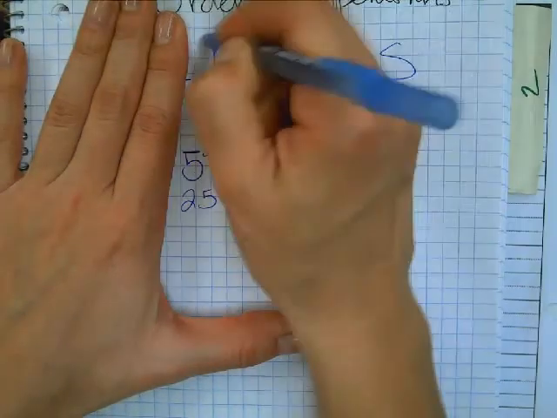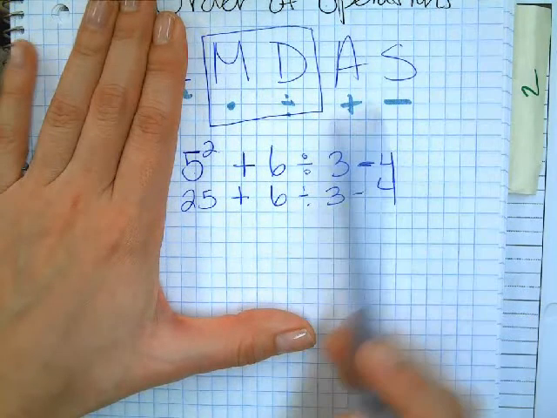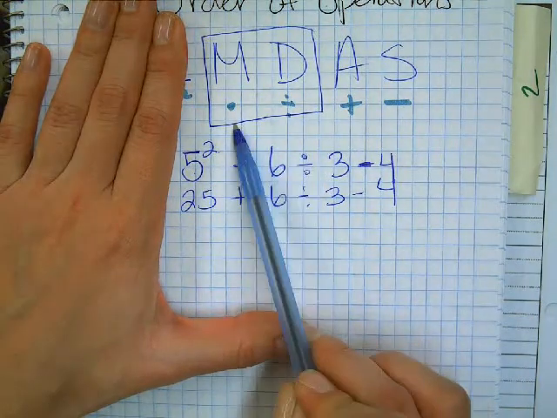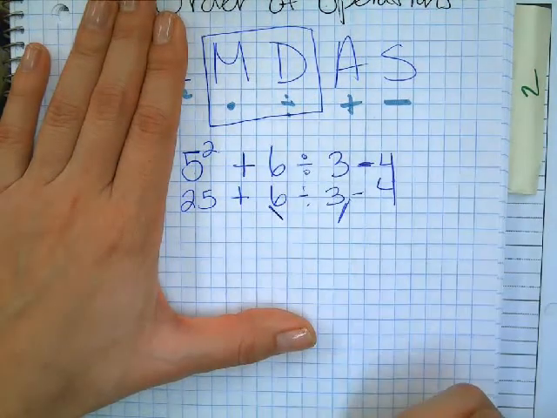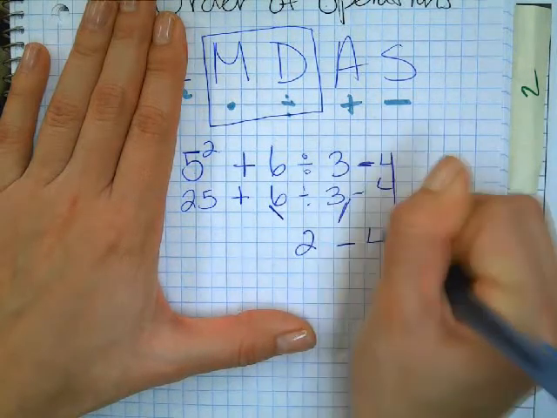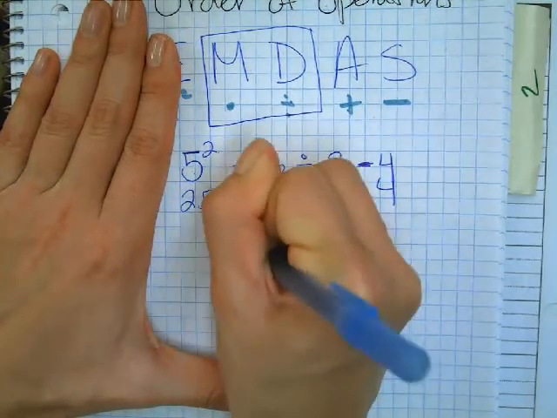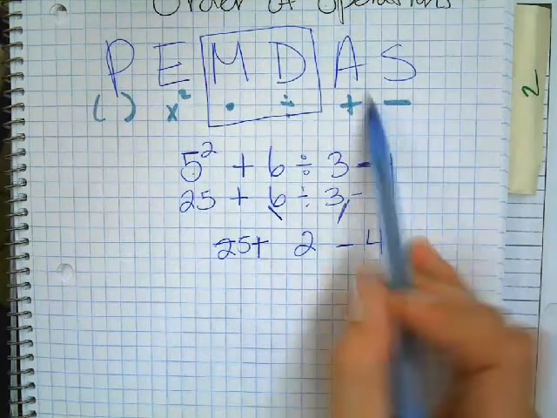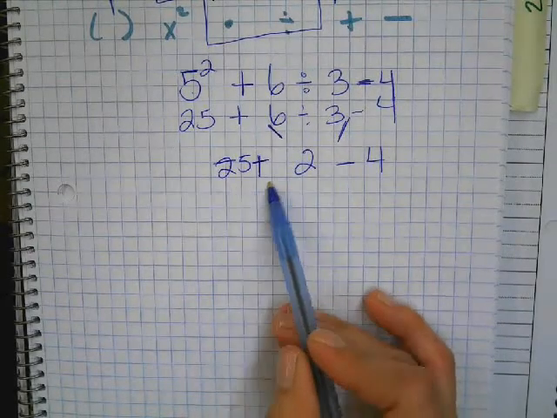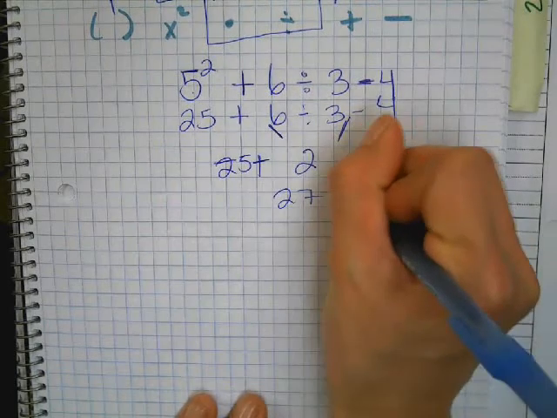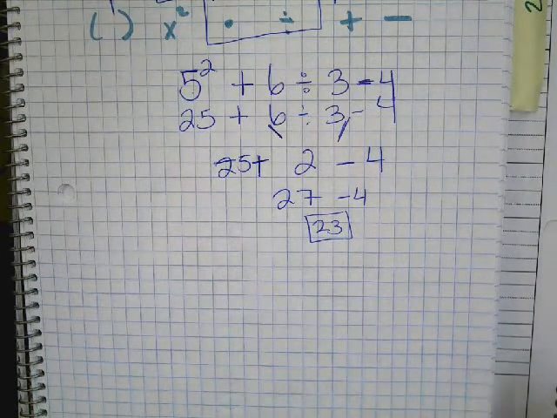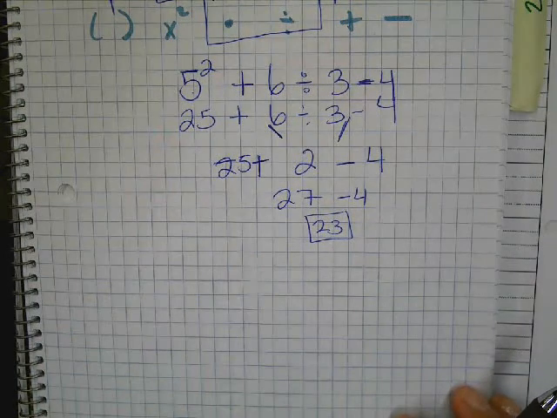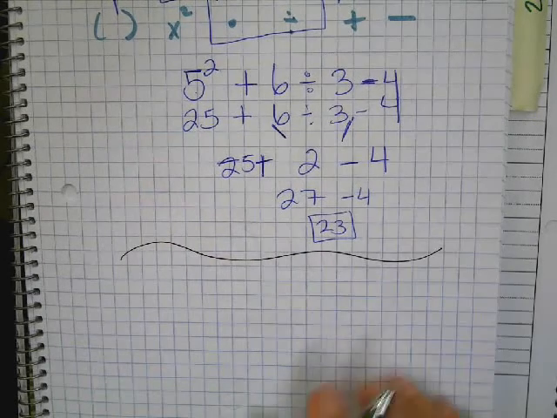Alright, now multiplication is done from left to right, whichever comes first. So, do I have a multiplication or division? Yeah, I have division. So I'm going to do this next. What's 6 divided by 3? 2 minus 4 plus 25. So now I have adding and subtract from left to right. Okay, what came first? Adding. So what's 25 plus 2? 27 minus 4, 23. Yeah? Remembering this? Okay.